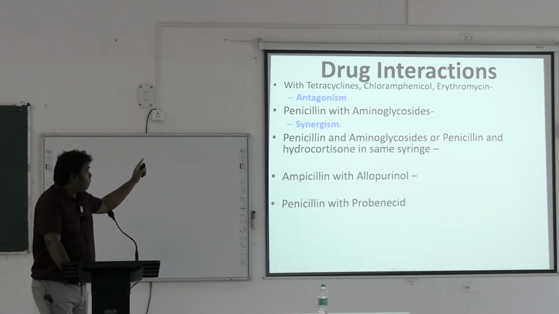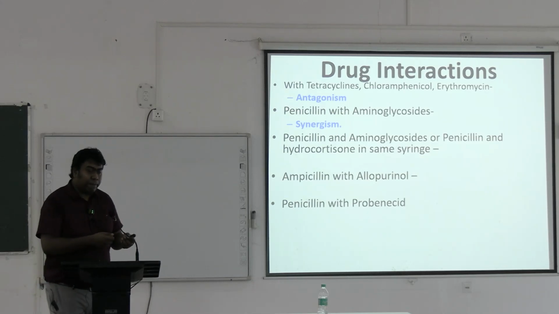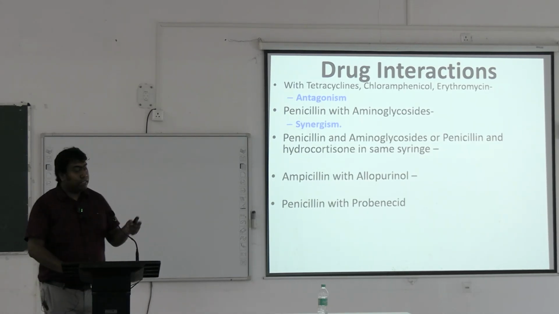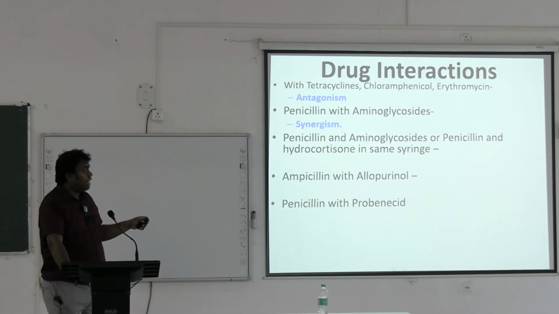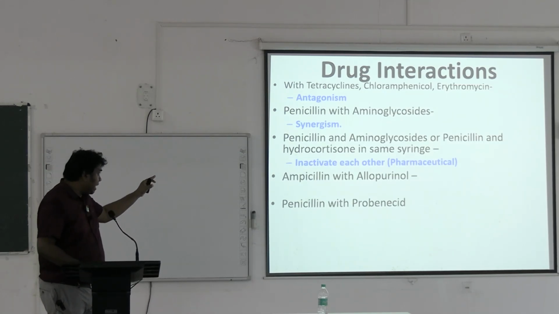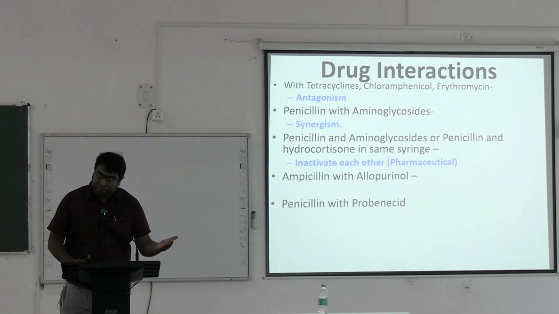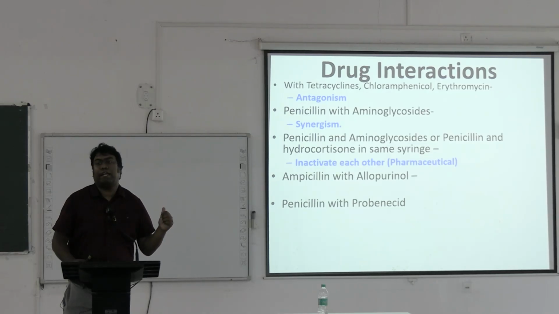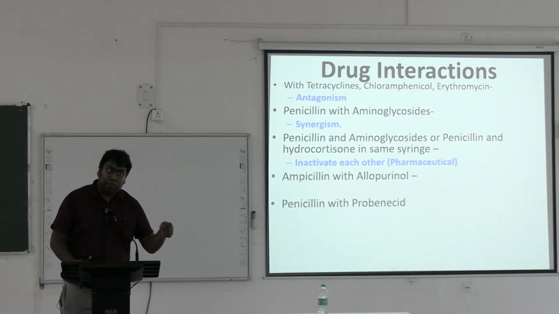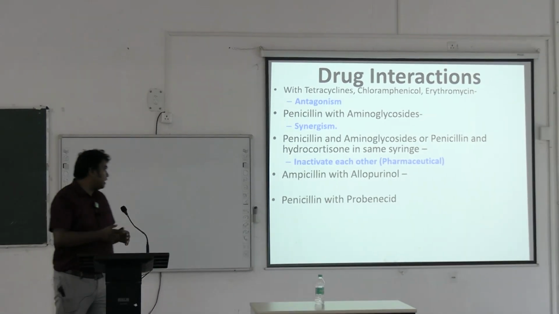Similarly, if penicillin and aminoglycoside are given separately, it is helpful. But if we draw these two medicines in a single syringe, they are antagonizing in nature. Similarly, penicillin and hydrocortisone, if drawn in a single syringe, they inactivate each other. Clear? This is also one type of antagonism. One is pharmacokinetic antagonism, one is pharmacodynamic antagonism, and this is pharmaceutical antagonism. Not pharmacokinetic but pharmaceutical.